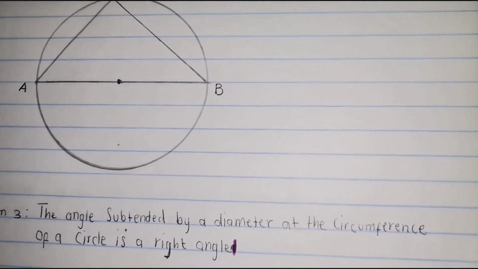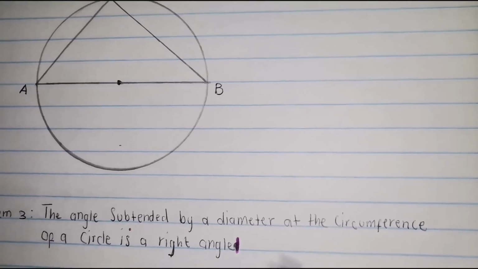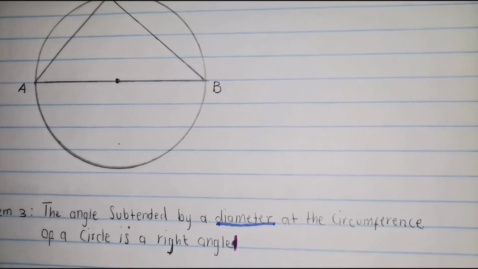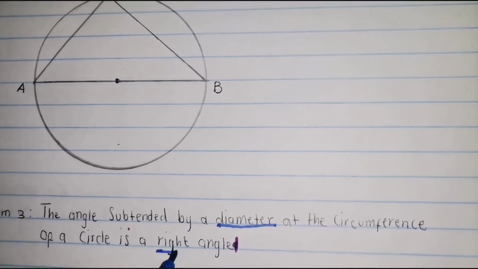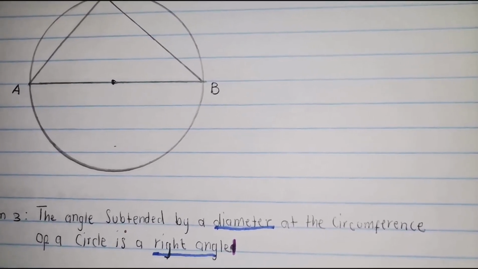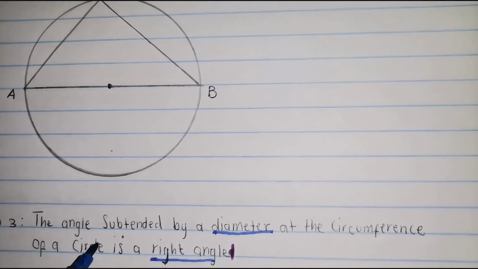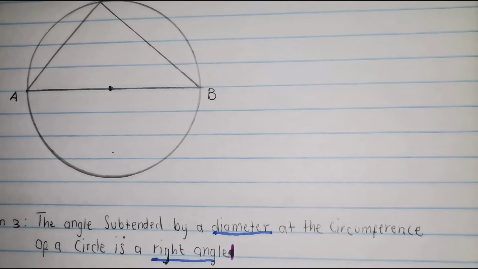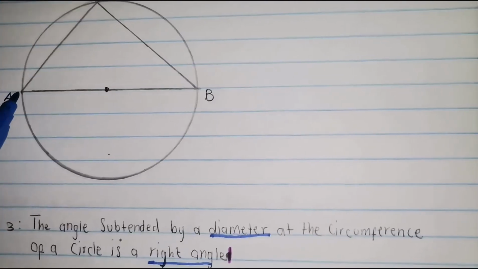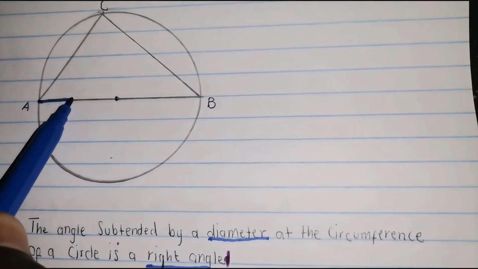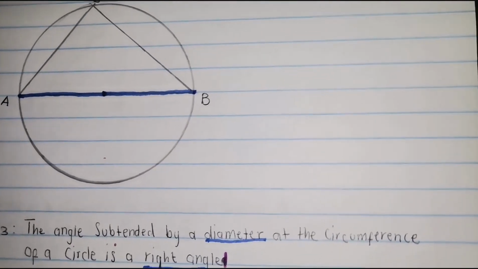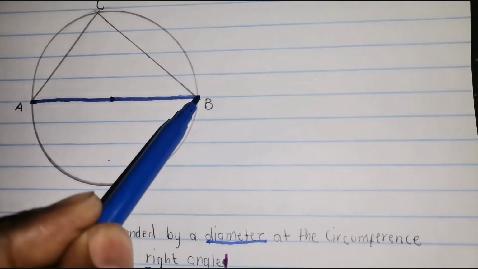the angle subtended by a diameter at the circumference of a circle is a right angle, meaning you have an angle there that is made by a diameter. Basically, diameter here it is A, B, and here from one point to the other is a diameter.